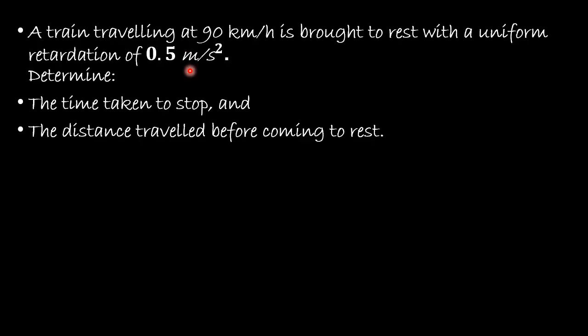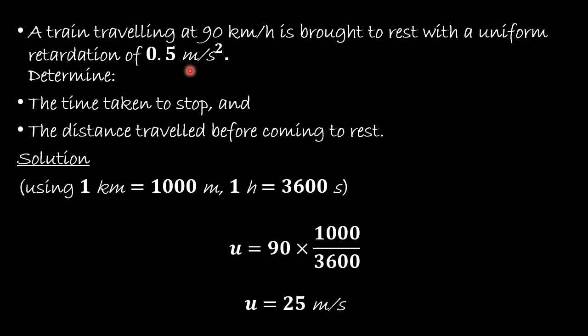So first, as we know, we have to convert the 90 kilometers per hour to meters per second, which is going to be times 1000 over 3600, which is going to give us 25 meters per second. Do you get it?